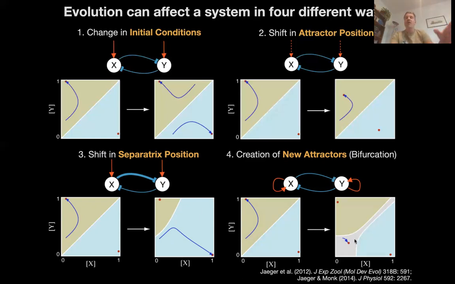This is called a pitchfork bifurcation. It's a bifurcation because there is a new attractor that is created. Sometimes bifurcations annihilate attractors too. I couldn't put that in because of space in this slide. Okay, so the creation or annihilation of attractors is called bifurcation.